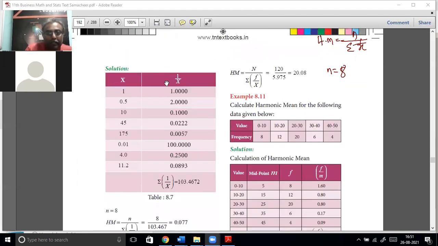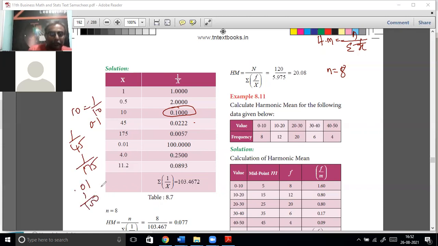So x is given, and we are finding 1 by x for each. 1 by 1 is 1. 1 by 0.5 is 2. Then 10, so 1 by 10 will be 0.1, correct? 1 by 45 will be 0.0222. 1 by 175 is again 0.0057. 0.01, that is 1 by 0.01, the opposite will become 100. 1 by x will become 100. 4, 1 by 4 is equal to 0.25. 1 by 11.2 will be 0.098.